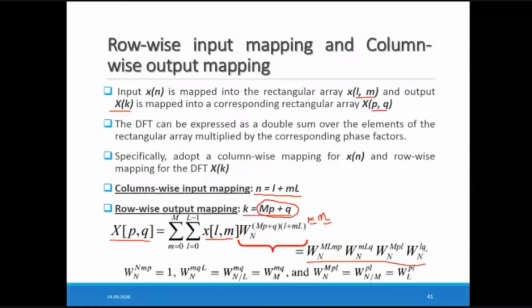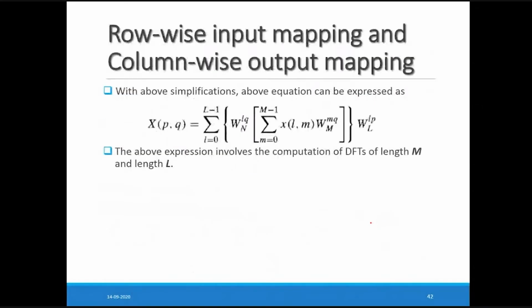This is nothing but the same as your DFT equation, but this equation is now represented with the column wise input mapping and row wise output mapping. So with the above simplification, when you apply the simplification we have discussed, the above equation can be expressed as: x of pq is equal to sigma l is equal to 0 to l minus 1 omega suffix n raised to lq, then sigma m is equal to 0 to m minus 1 x of lm omega suffix m raised to mq, and outside, omega suffix l raised to lp.